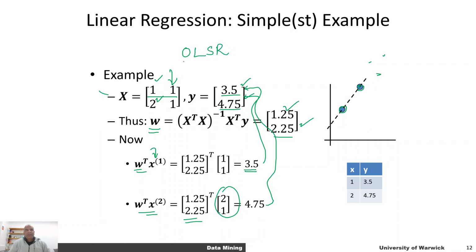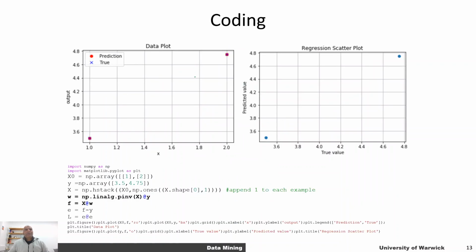And the reason it is called ordinary is because there is nothing special about it, right? And it's called least square because we are trying to reduce the sum of square errors. And that's what we do over here.